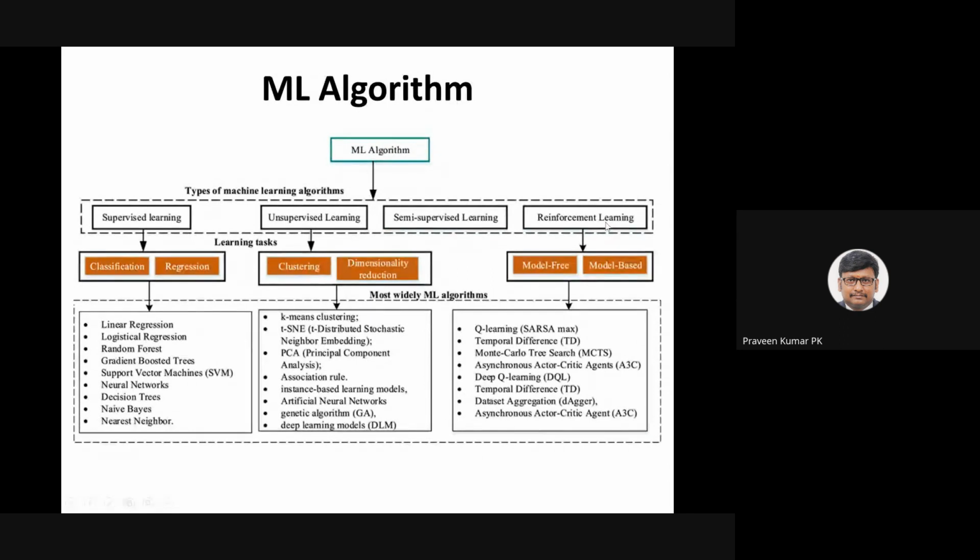And if you see the reinforcement learning, we have model free and model based. Okay, these are the two classes. Actually, here if you see, this is more strategic when compared to these. And if you see this kind of methods, basically we have the algorithms like Q learning, temporal difference, Monte Carlo research. MD simulation is majorly developed based on this method, Monte Carlo. And asynchronous actor critic agents, deep Q learning, temporal difference, data set aggregation, asynchronous actor critic agent.